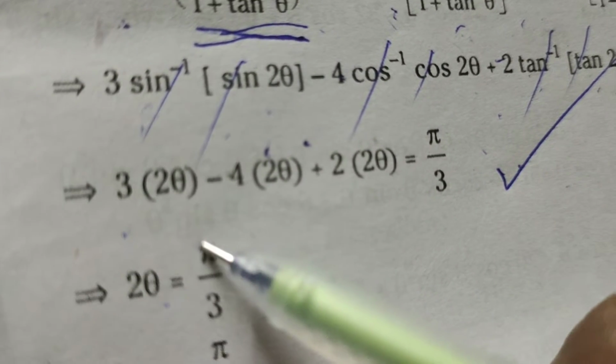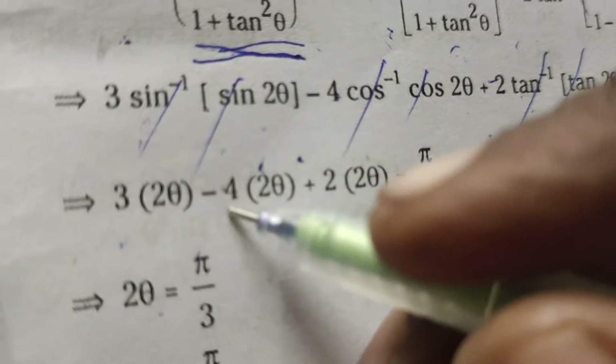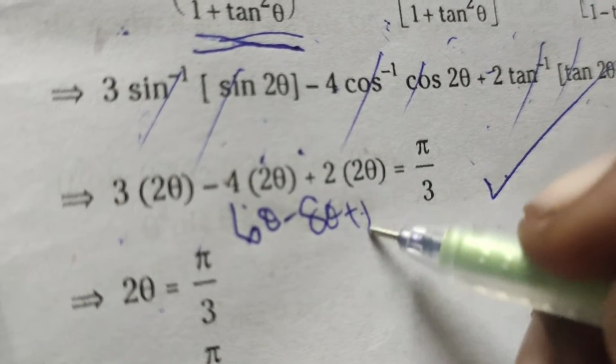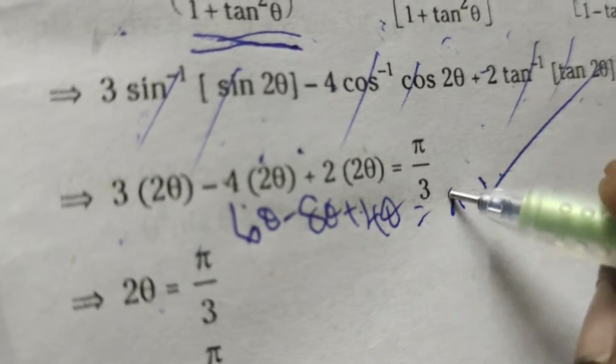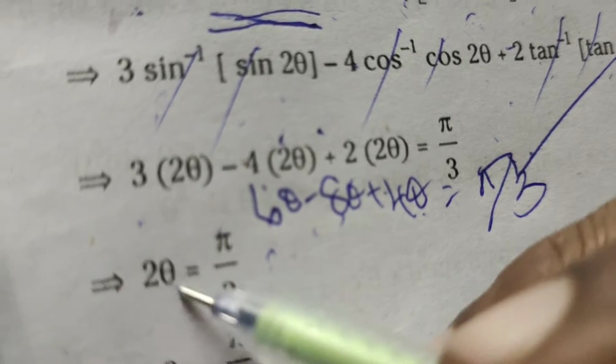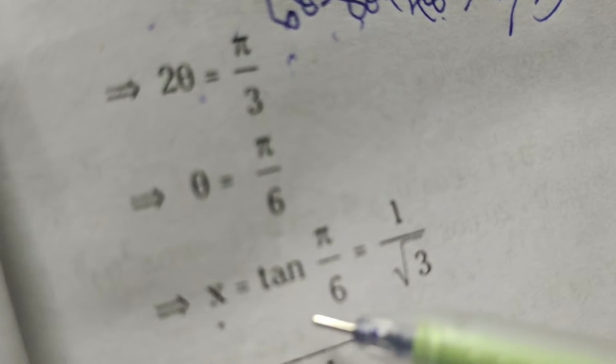Then 6θ − 8θ + 4θ = π/3. That is 10 minus 8, 2θ = π/3, θ = π/6. Then x = tan π/6, that is 1/√3.